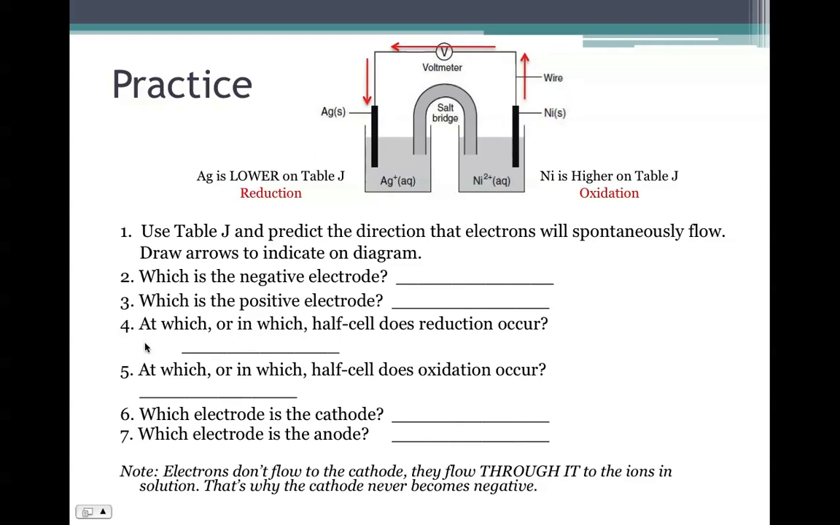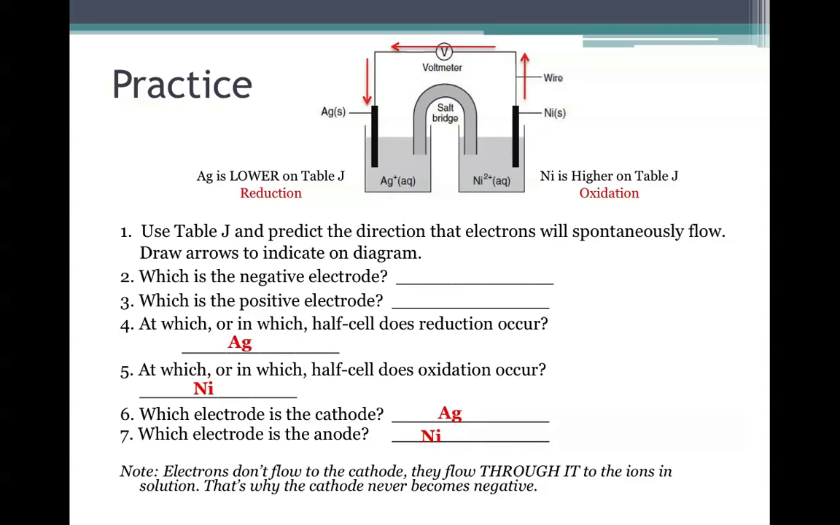All right, looking at number 4 and 5, in which half cell does reduction occur? So because Ag was lower, we know that reduction is going to occur in the half cell containing silver. And then the opposite is true. Where is oxidation going to occur? Nickel is higher on table J, so that is where oxidation is going to occur. Thus, we can answer 6 and 7. The cathode is where reduction occurs, so silver. And the anode is where oxidation is occurring, so nickel.